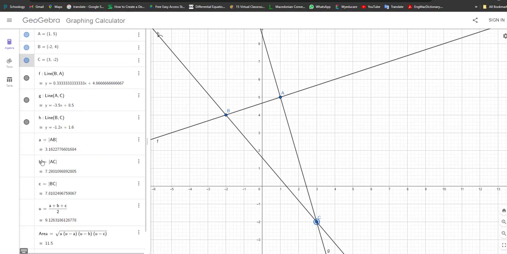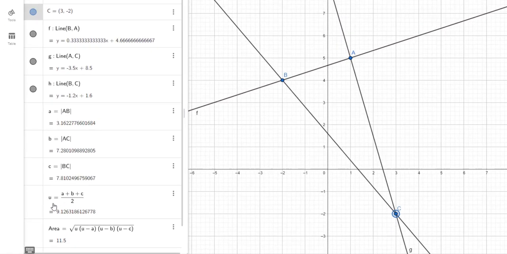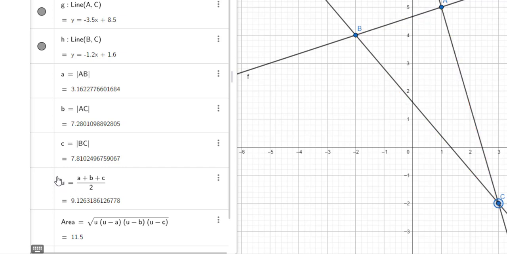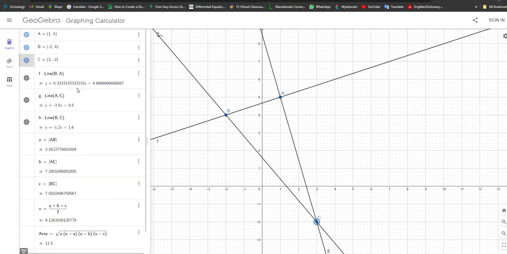I'm not going to explain it in detail, but we add the lengths of all 3 sides, then divide by 2. This is u, and the area is equal to the square root of u times (u minus a) times (u minus b) times (u minus c). As I explained, this is called Heron's formula, and as you see, when the points are given like this, the area is 11.5, which is 23 over 2. So that's another proof of the solution of the previous question.